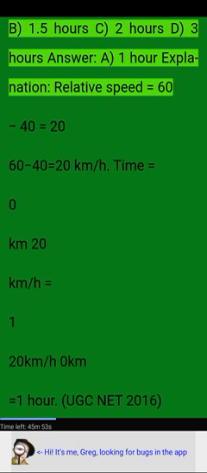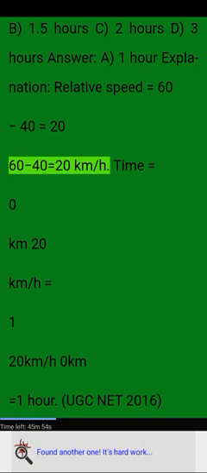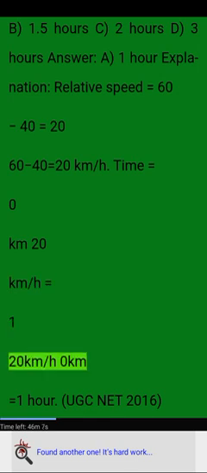Relative speed equals 60 minus 40 equals 20 kilometers per hour. Time equals 20 kilometers divided by 20 kilometers per hour equals 1 hour.